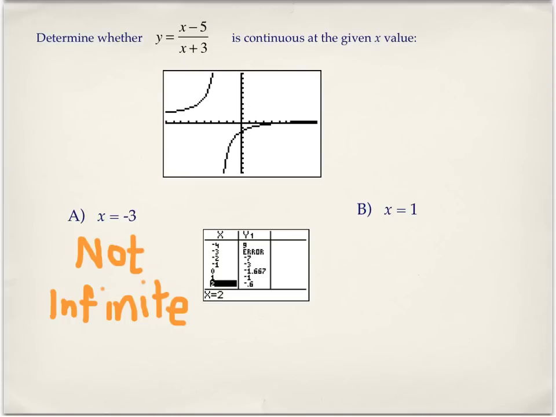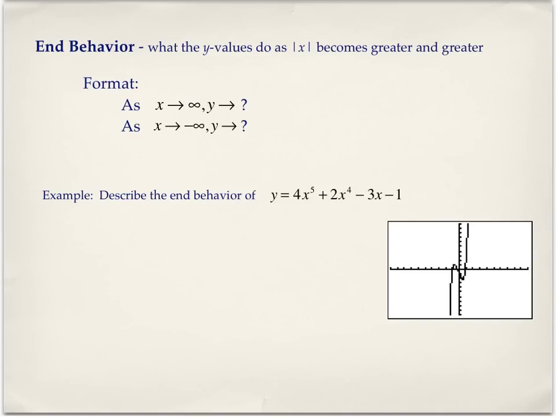Alright, let's look at x equals 1. Now at x equals 1, it looks like it's kind of a nice smooth curve right around there, and certainly we can see from the table that it is defined when x equals 1, y equals -1, so it is defined there to be sure. So actually at x equals 1, this is continuous. So a function can be continuous at a certain point and not continuous at another point. However, if we want to classify this function overall, we would have to say that it is discontinuous because of that infinite discontinuity.